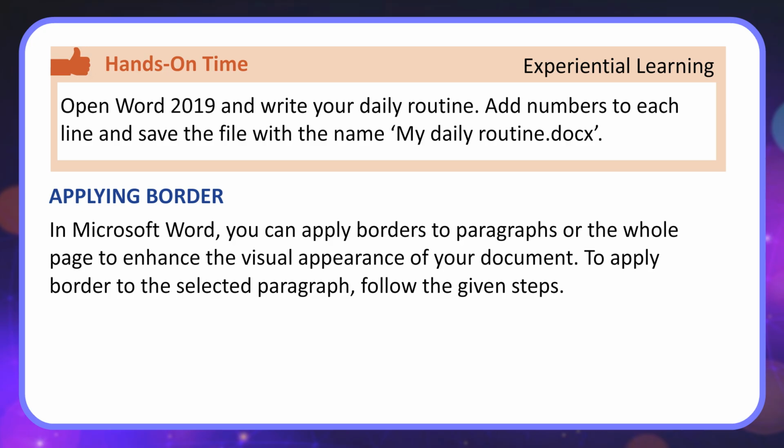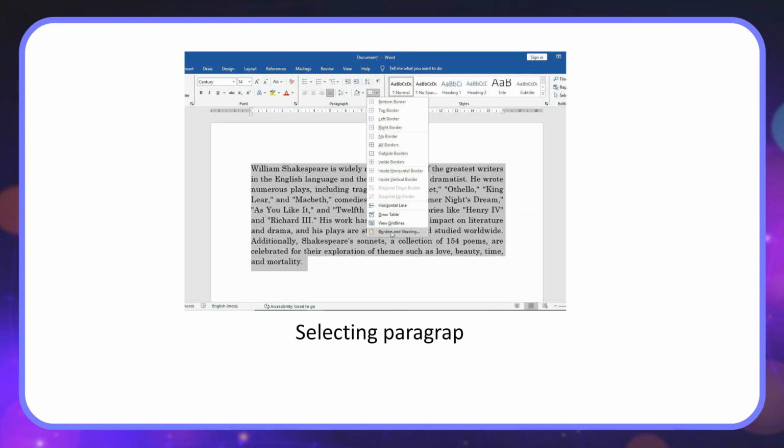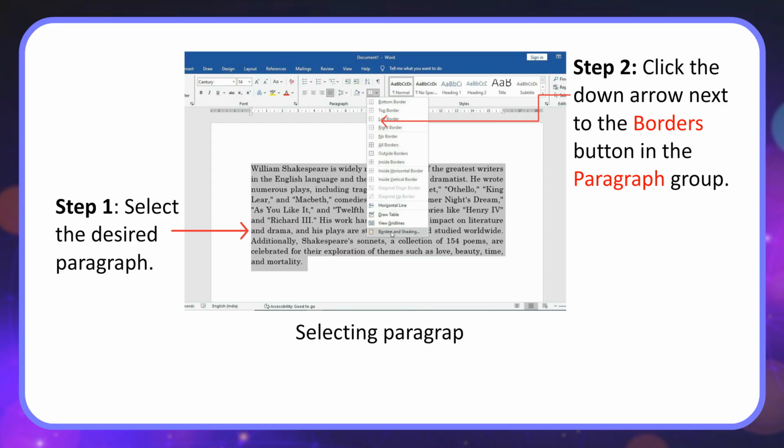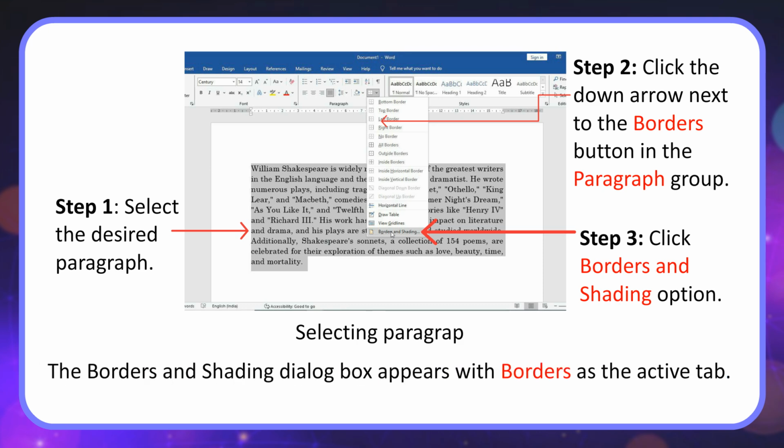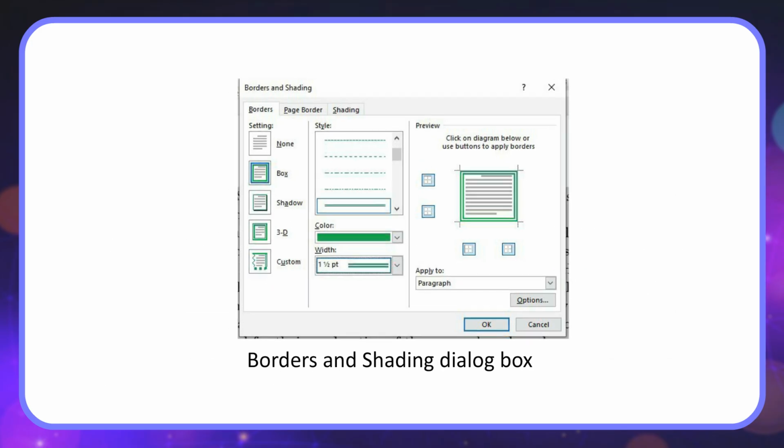appearance of your document. To apply a border to the selected paragraph, follow the given steps. Selecting paragraph. Step 1. Select the desired paragraph. Step 2. Click the down arrow next to the Borders button in the Paragraph group. Step 3. Click the Borders and Shading option. The Borders and Shading dialog box appears with Borders as the active tab.